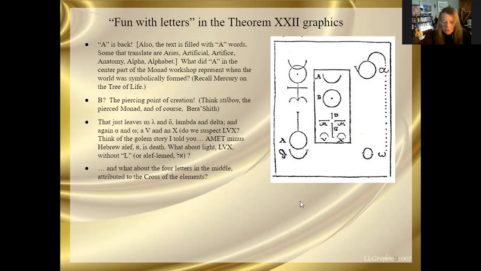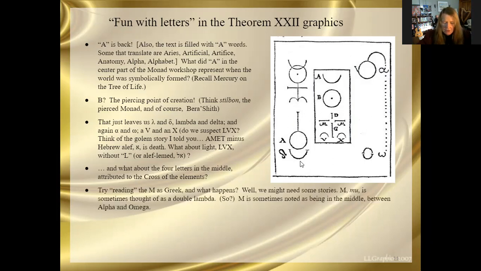Sure. What about the 4 letters in the middle that are attributed to the cross of the elements? Well, you can try reading this M in Greek. I'm also going to tell you about some interesting wordplay D does with M in another work of his, GreekQabalah Aphoristica, but I'll get back to that in the next video, because we might need some stories. But what if we start correlating these things to what they are in Greek? Would that help? Mu is sometimes thought of as a double lambda.